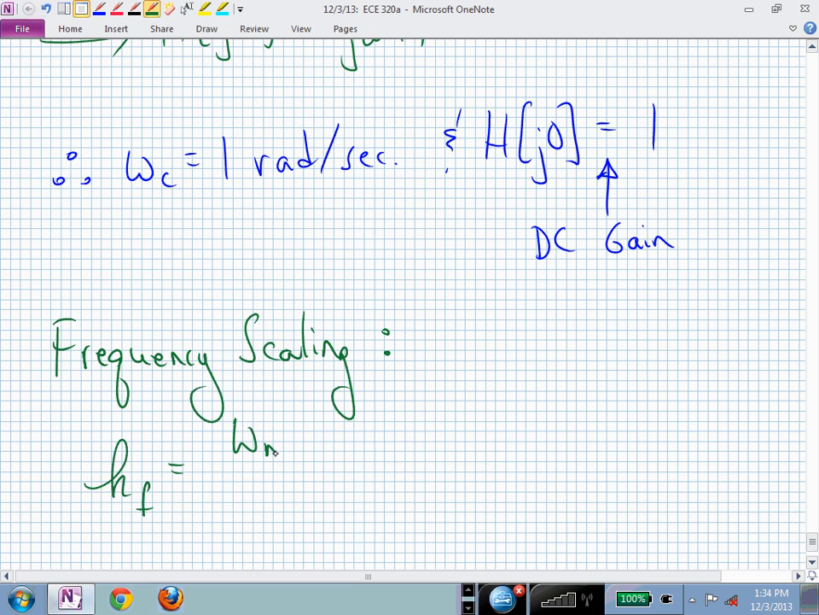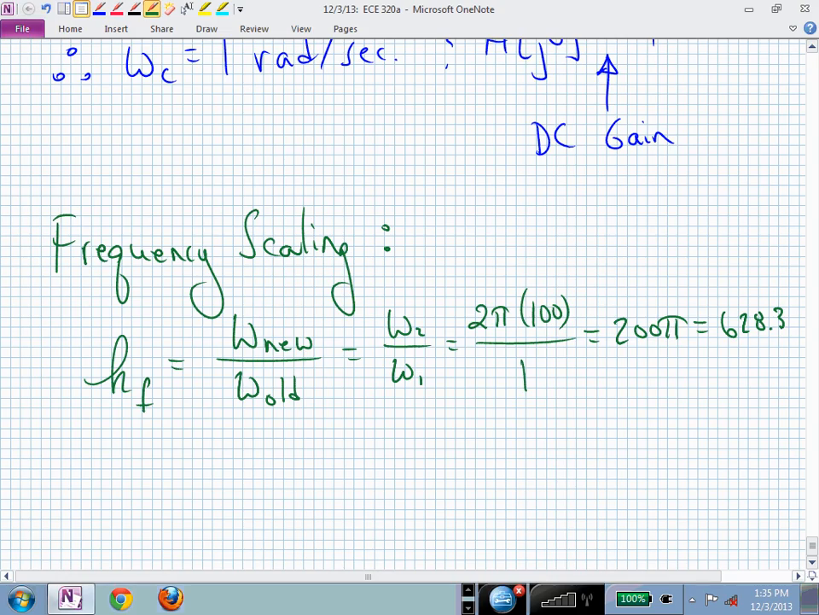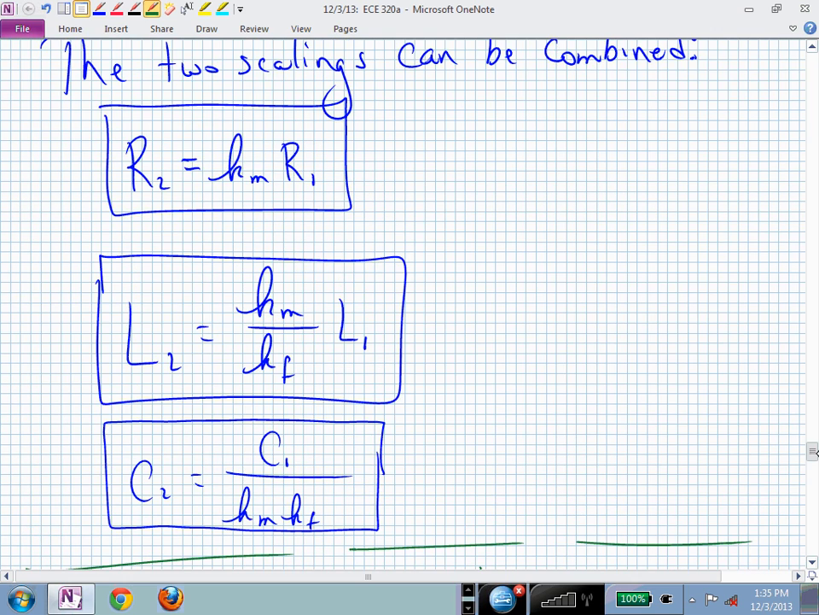And we could say, well, that's the new frequency over the old frequency, or that's omega 2 over omega 1. What was omega 1? That was 1, but its units were radians per second, weren't they? So omega sub 2 better be in radians per second, and we needed 100 hertz. So this is now 2 pi times that 100. Or our K sub f is 200 pi, or 628.3. So that's now our frequency scaling, and we would then put that K sub f into all of these formulas right there. That's not going to impact our resistors yet, is it?